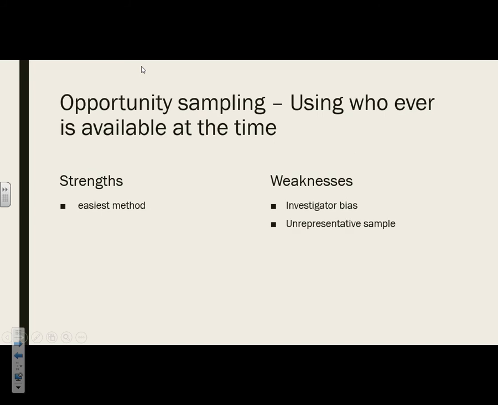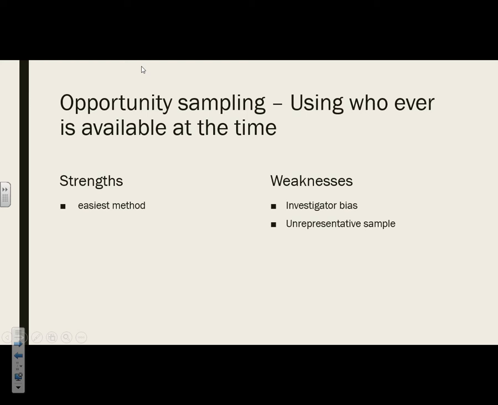Opportunity sampling, final one, using whoever is available at the time. So my favourite example of this one is when you're walking down the street trying to not make eye contact with people who want to do marketing, do a survey. Have you got time to just do a survey on your favourite sandwich or whatever it might be? Have you ever shopped at Marks and Spencer's? So opportunity sampling, whoever's available.